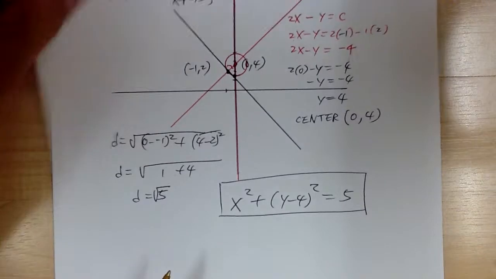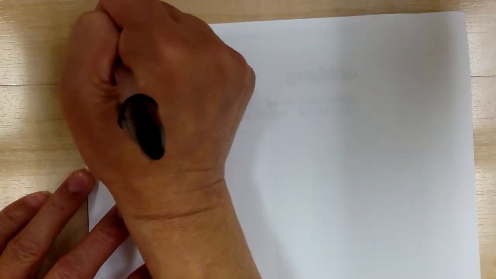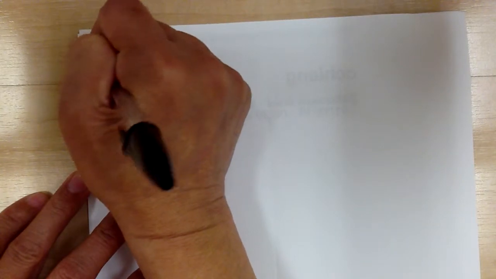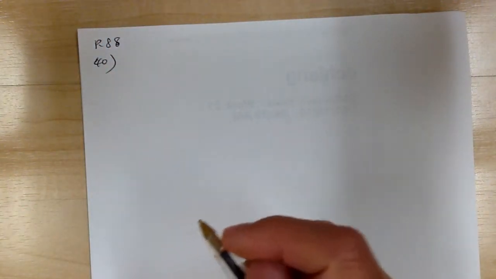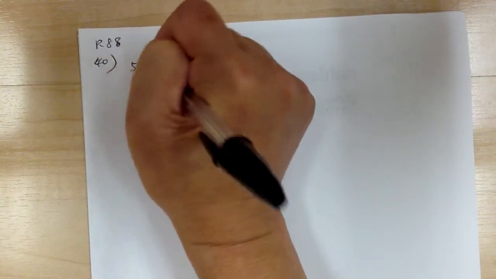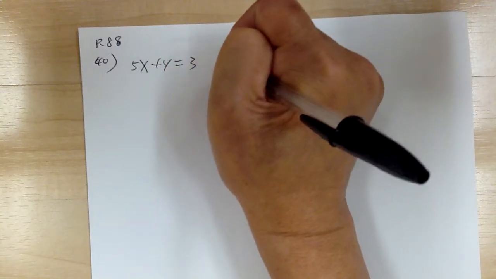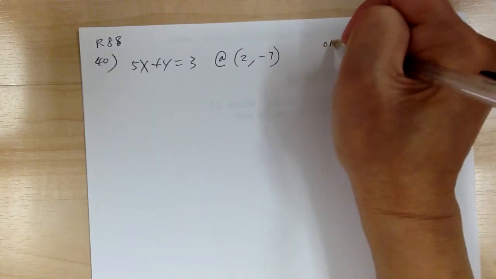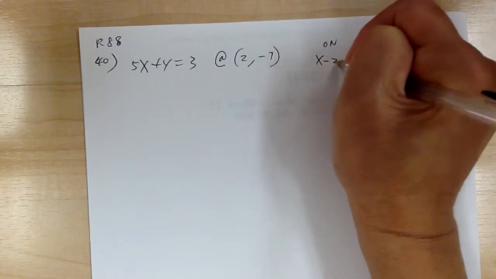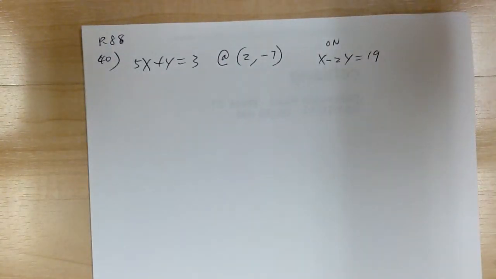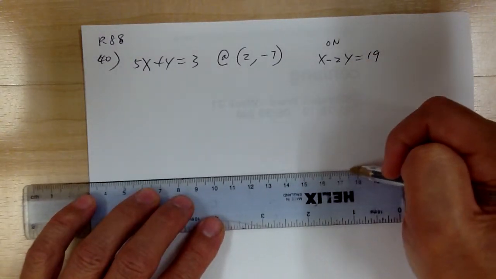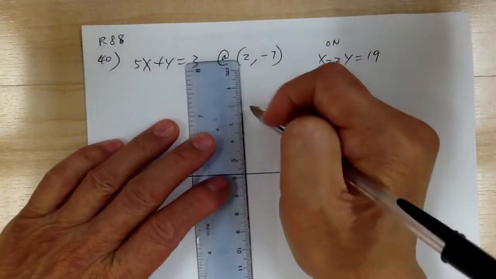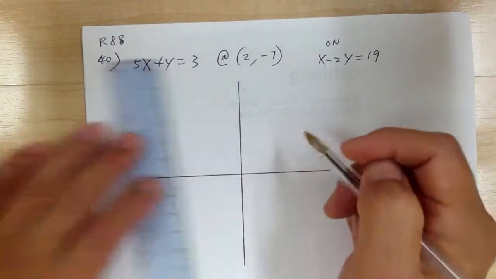Okay, let's go to number 40. Number 40 is the same thing. You have the tangent line 5x + y = 3, the tangent point is (2, -7), and the center is on x - 2y = 19. You have to sketch out all your information, so that we'll see what we get.